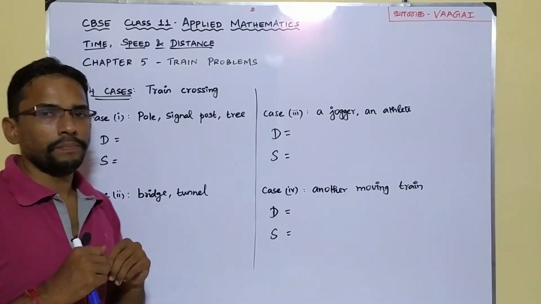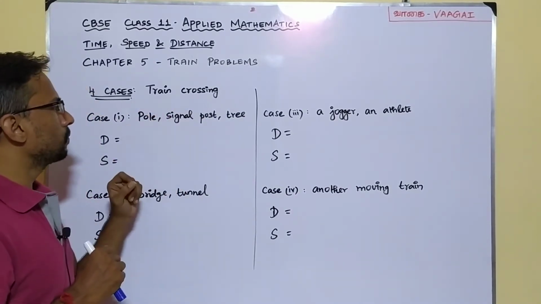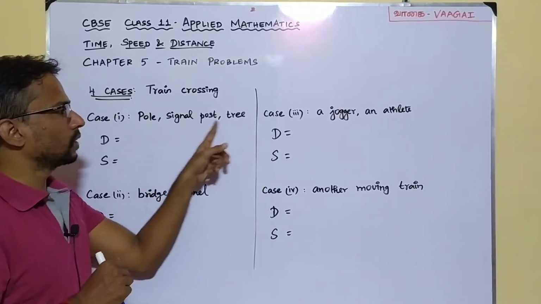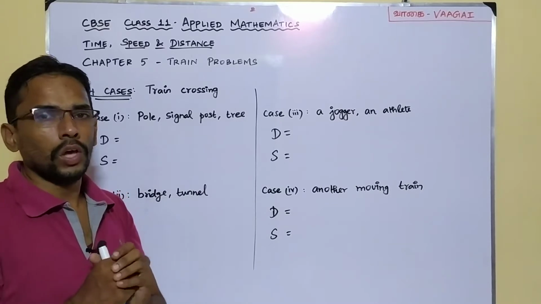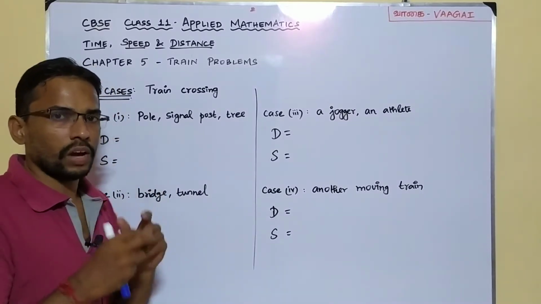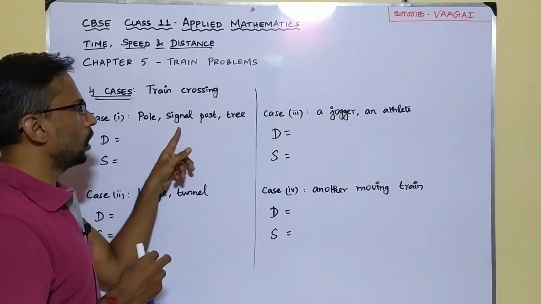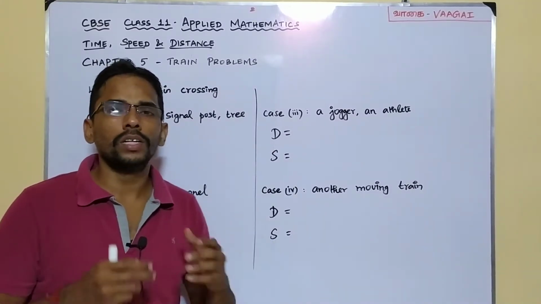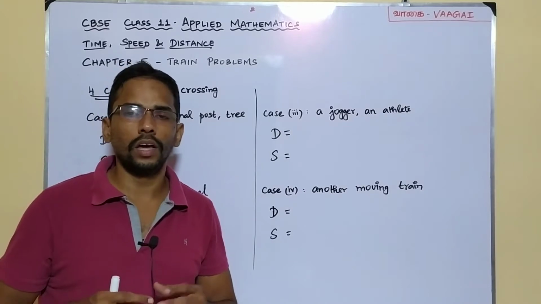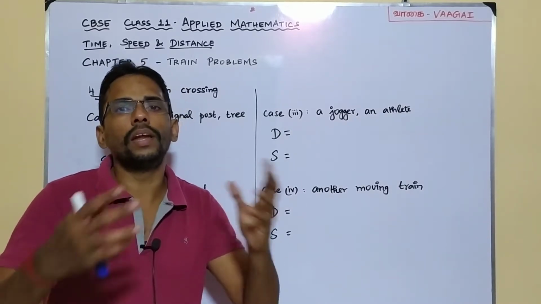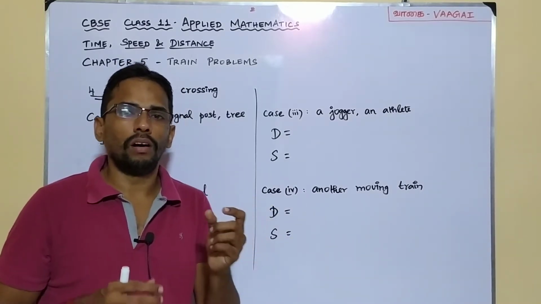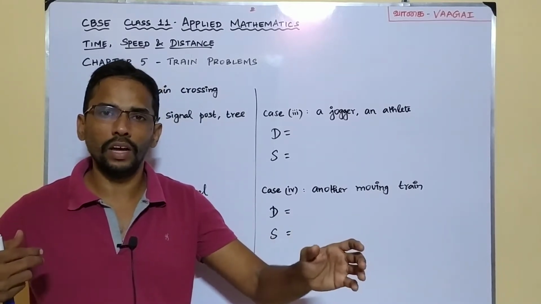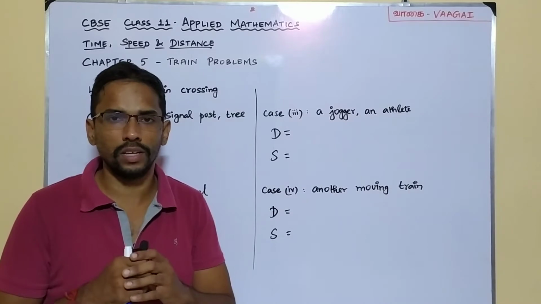Case 1 is a train crossing objects like a pole, a signal post, a tree, and so on. Just see these objects very carefully. They are all single point objects. That is, they don't have any big length at all. Their length or width is very much negligible when you compare it with the whole length of the train.